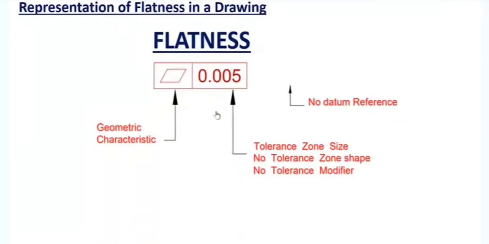So as per this symbol, what it says is the flatness of the particular feature where you have marked should be within a tolerance zone, a width of 0.005. That's the interpretation we can make when we see this symbol in the drawing.